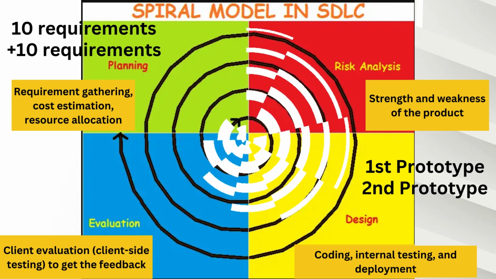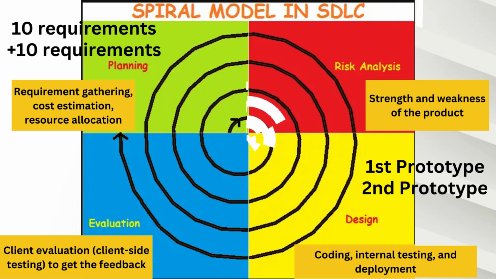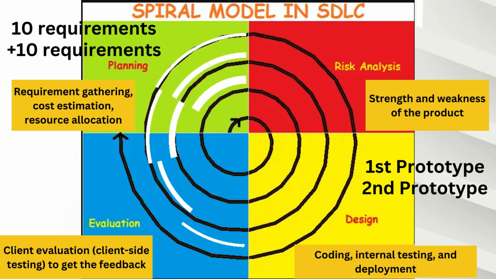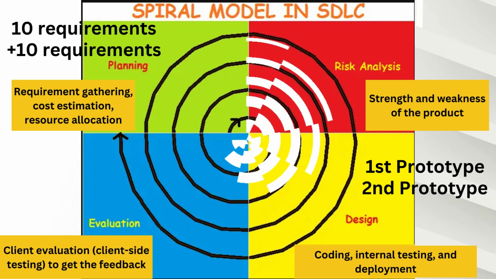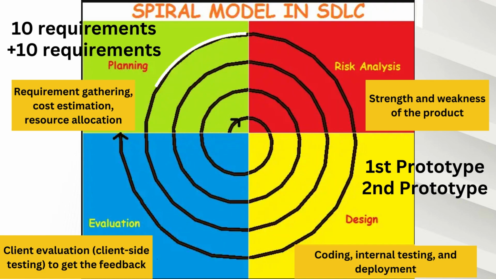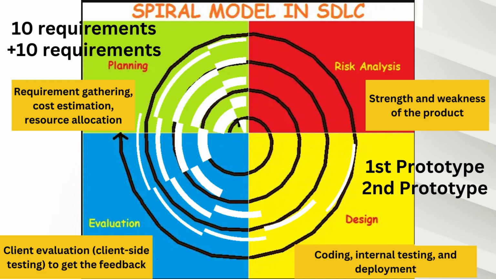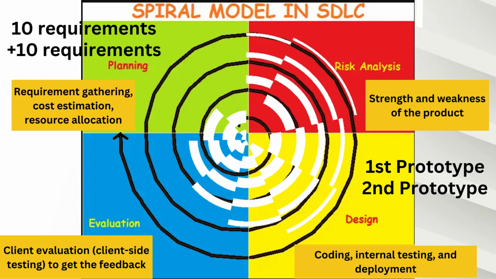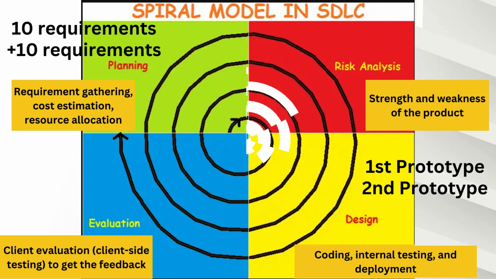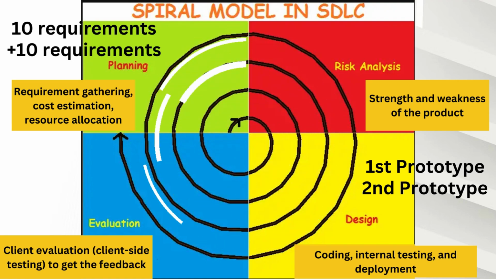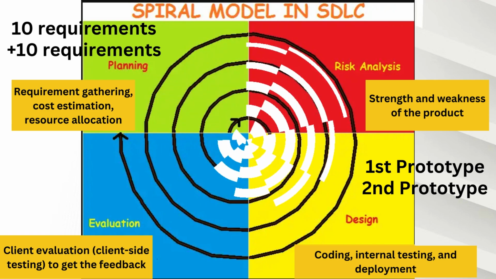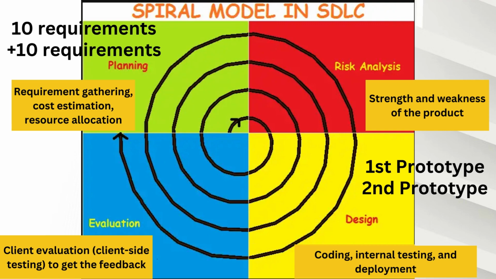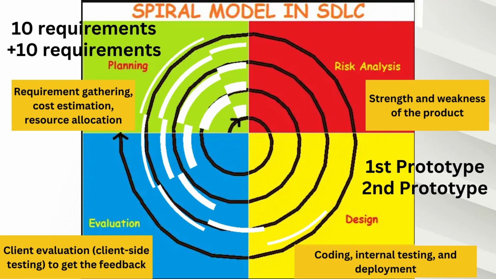In the spiral model, we repeat all the stages whenever we get new requirements. This cycle keeps on repeating, and the final product will be ready. The final product will be ready once the customer stops giving new requirements. I hope now you understood how the stages are accommodated in the spiral model. Now, let's explore the advantages and disadvantages of the spiral model. Before that, let's review the definition of the spiral model.